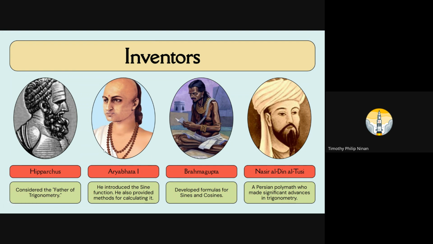When the Greeks came to India, they came with some knowledge, and these people learned everything and built on that. On top of that they developed, for example, Aryabhatta the first introduced the sine function, and he also provided methods for calculating it. But then his successor, who came after him, developed formulas for sine and cosine.